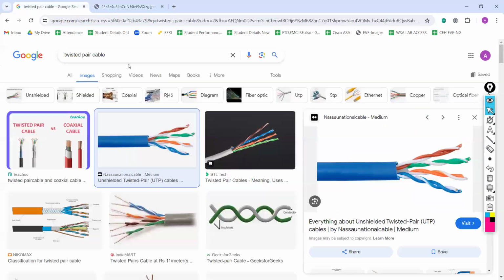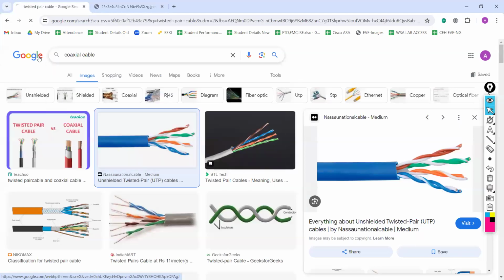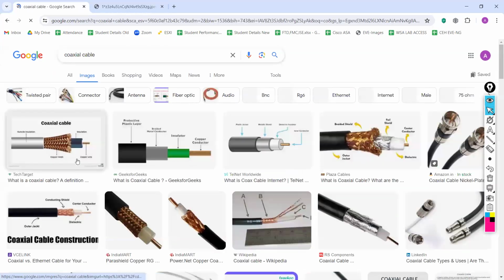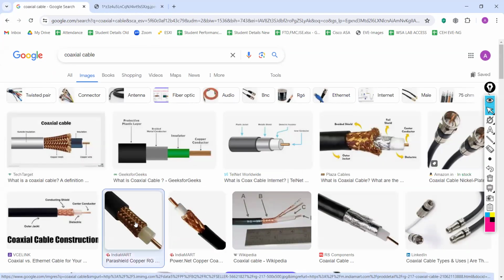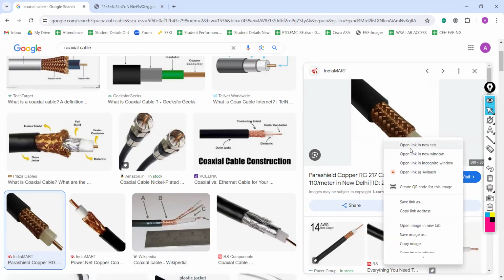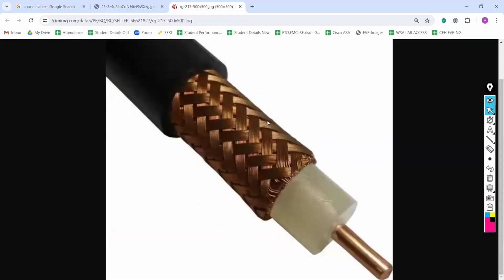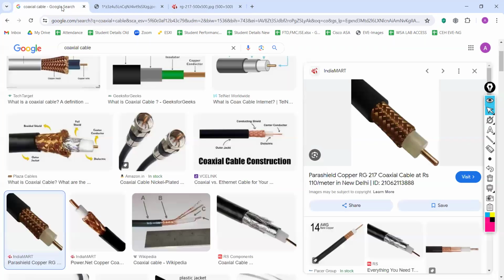Your coaxial cable. This is a real coaxial cable. You can see, at the center there will be one wire through which your data will be transmitted. This is your coaxial cable.